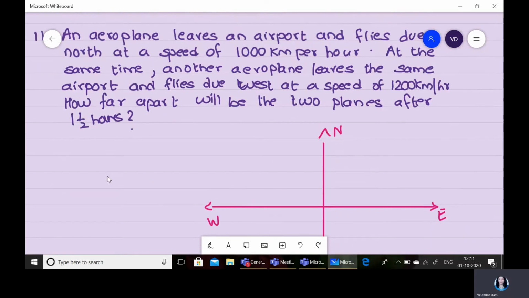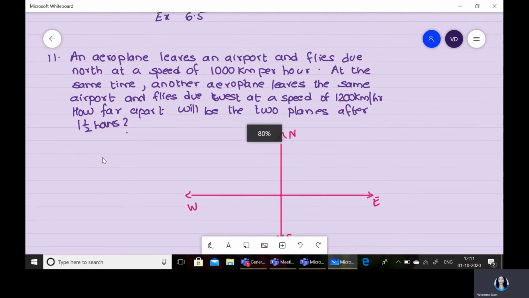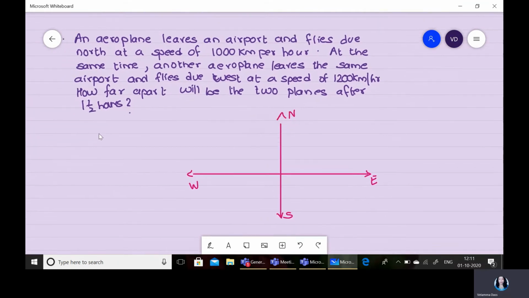The question number 11 says that, here I'll just make the screen a little less. An aeroplane leaves an airport and flies due north at a speed of 1000 km per hour. At the same time, another aeroplane leaves the same airport and flies due west at a speed of 1200 km per hour. How far apart will be the two planes after 1.5 hours?